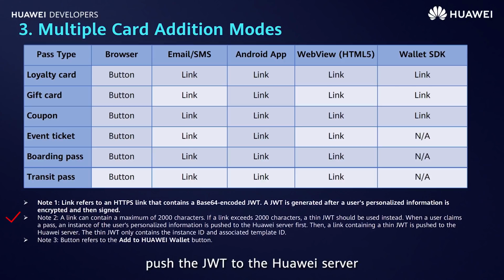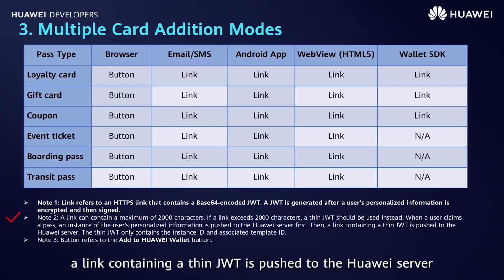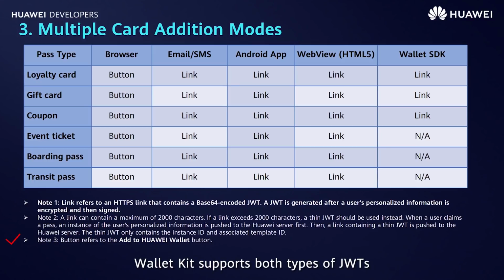Then, push the JWT to the HUAWEI server. When a user claims a pass, an instance of the user's personalized information is pushed to the HUAWEI server first. Then, a link containing a thin JWT is pushed to the HUAWEI server. The thin JWT only contains the instance ID and associated template ID. Wallet Kit supports both types of JWTs.